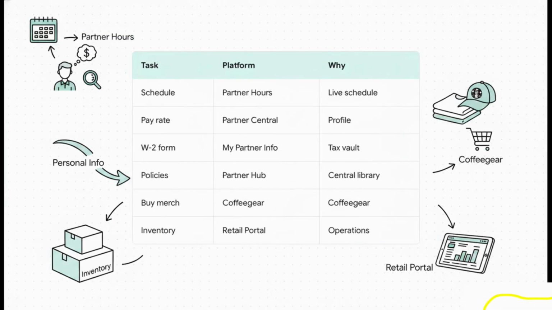It is so incredibly common to mix these platforms up. For example, people are always searching for their personal pay rate on the General Partner Hub. You are not going to find it there. The hub is for general info. For your specific hourly pay rate, you gotta use Partner Central. Also, take a look at Coffee Gear on this cheat sheet. That is the completely separate official retail store for your approved dress code apparel and branded hats.